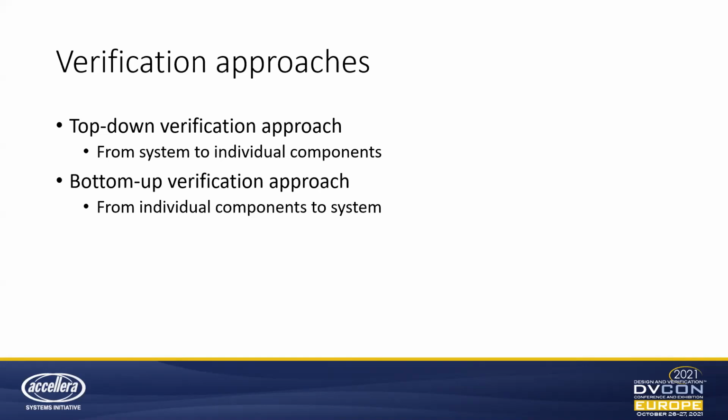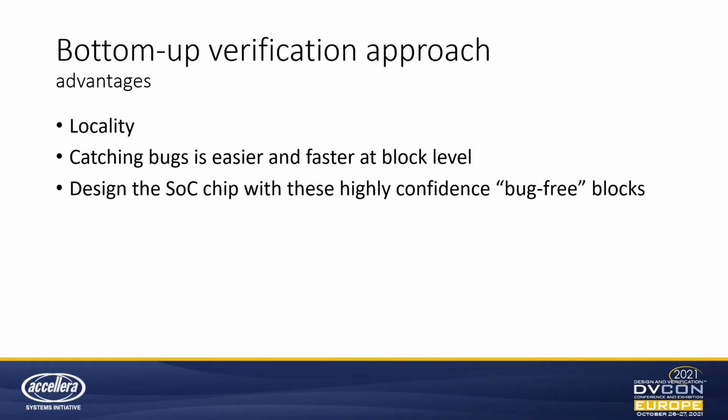mention why. The bottom-up makes more sense, because you would like to get your block levels clean from the beginning, so that when you move up to the integration part, these local bugs are not going to reflect a bigger issue that is harder to debug when you move up the hierarchy. So the bottom-up verification approach has advantages: it's the locality, it's easier to catch bugs, and it's faster at block level. There's not so much noise during the debugging process. During the design of the SoC chip, identifying issues at the block level means these bugs will not propagate up. It's important to have these bug-free blocks when you're doing the integration.